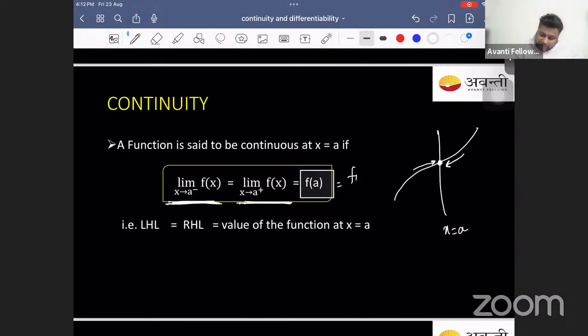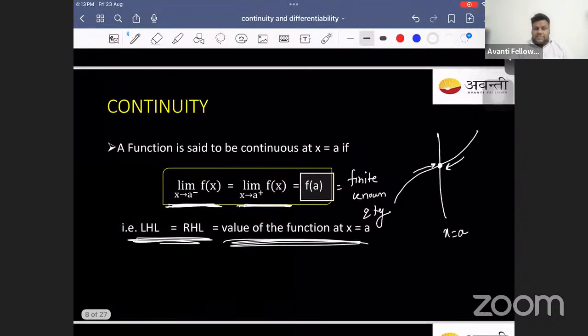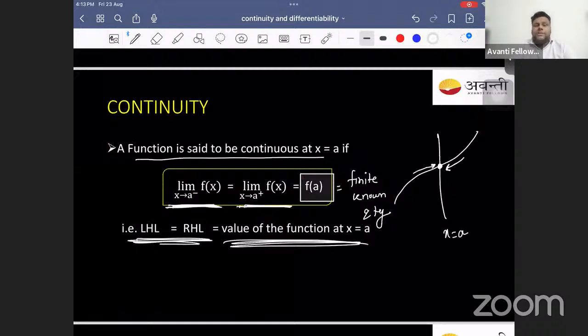And this should be a finite known quantity. So limit x approaches to a minus f(x) is equal to limit x approaches to a plus f(x), which should be equal to f(a), and that is a finite known quantity. I hope I have made my point clear, and it is a very simple thing. So LHL should be equal to RHL, and that should be equal to the value of the function at that point. If this exists, then a function is said to be continuous at x equals to a. Am I clear?